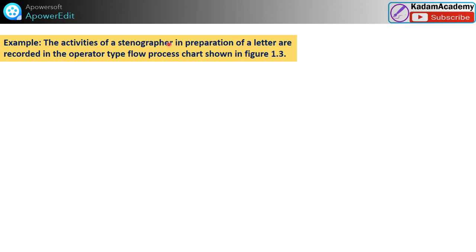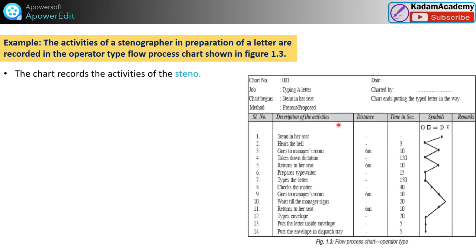So example activities of a stenographer in preparing a letter are recorded in an operator type flow process chart, shown to you like this. You can represent your flow process chart as operator type. In this chart, record the activities of the steno.